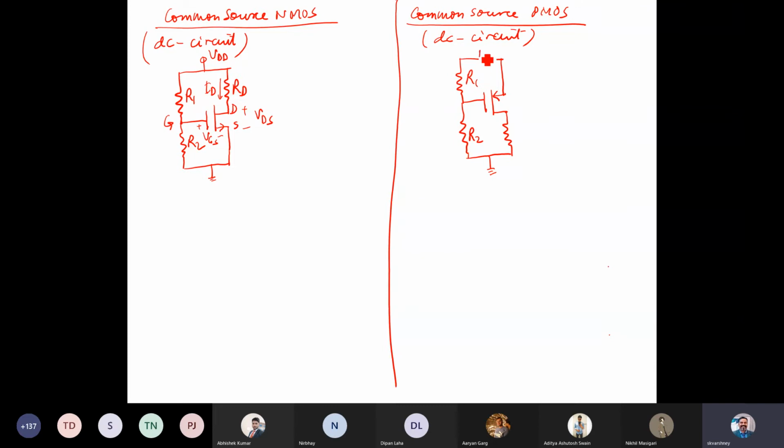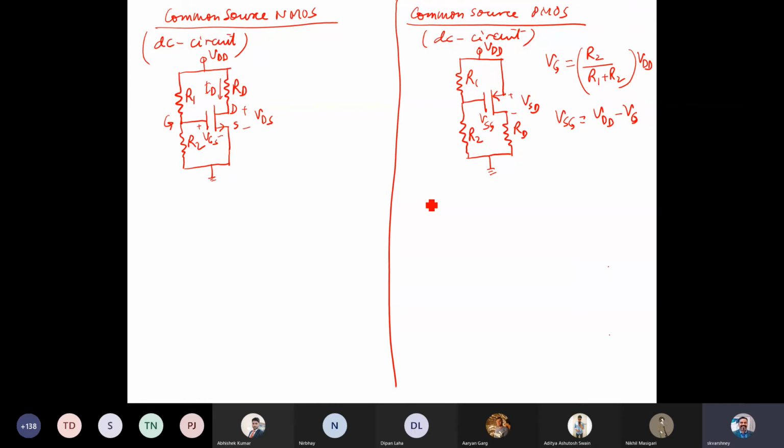R2, R1, VDD, RD, VSD, and then we have VSG here. In this case VG would be R2 over R1 plus R2 multiplied by VDD, and VSG, the source to gate voltage, would be VDD minus VG here.